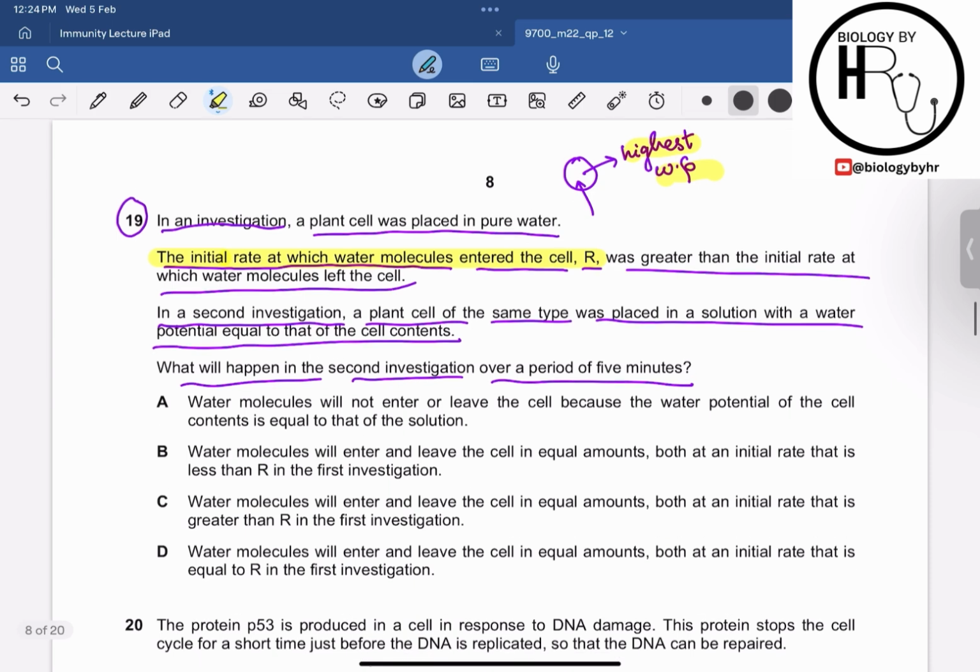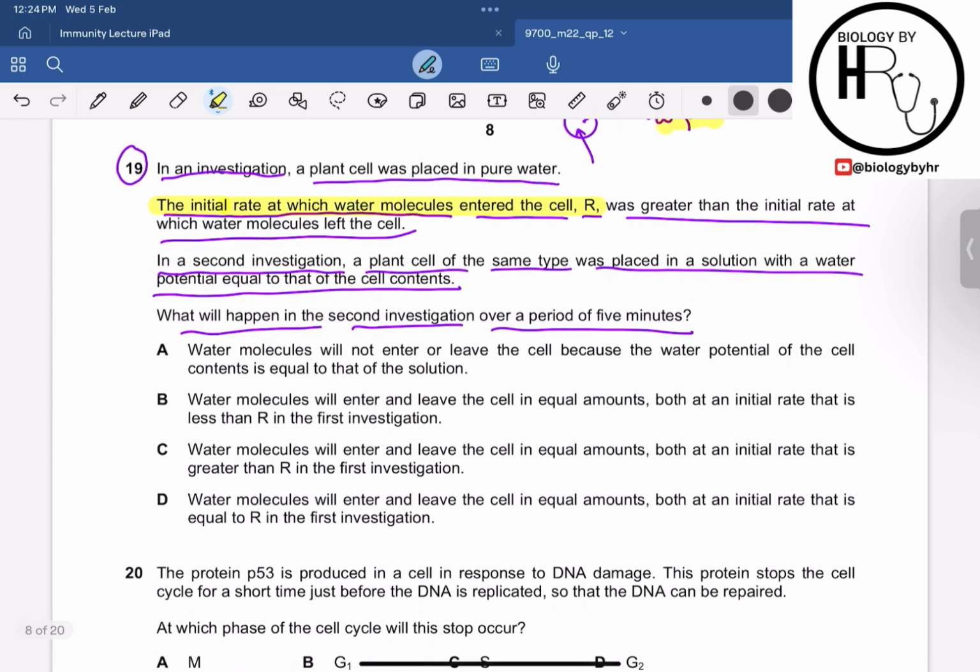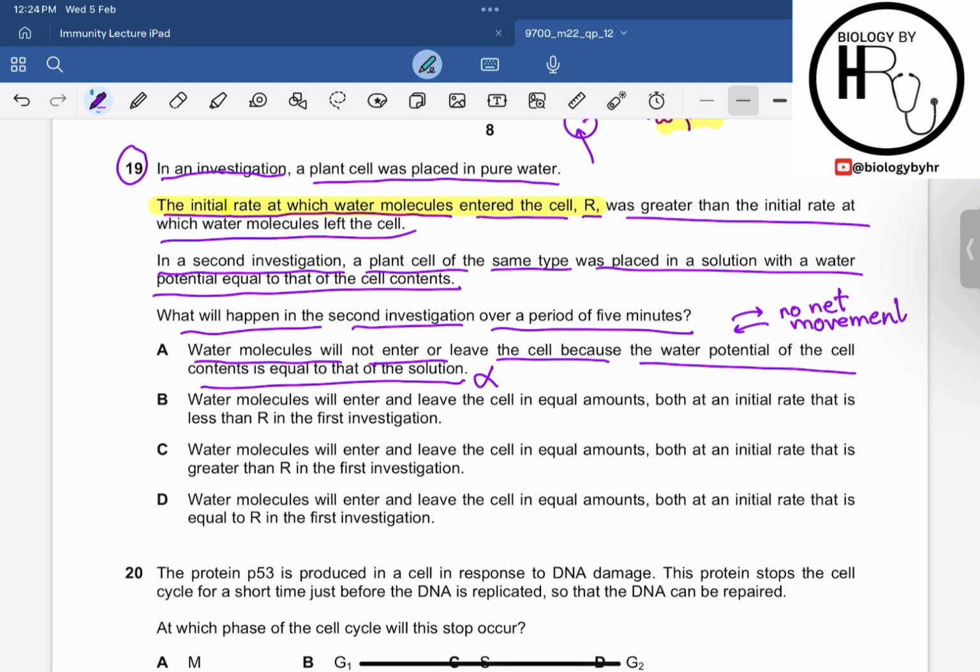In the second investigation, they are saying that the plant cell was placed in a solution with the same water potential as the cell content. In option A, they say that water molecules will not enter or leave the cell because the water potential of the cell content is equal to that of the solution. So this statement is incorrect. Why? Because water molecules will enter and leave the cell, but there will be no net movement of water. I hope you are understanding this: there will be no net movement of water in and out of the cell, but there will be movement of water at equal rates into and out of the cell.